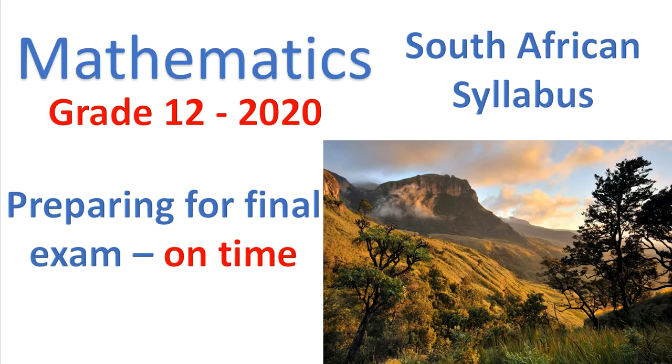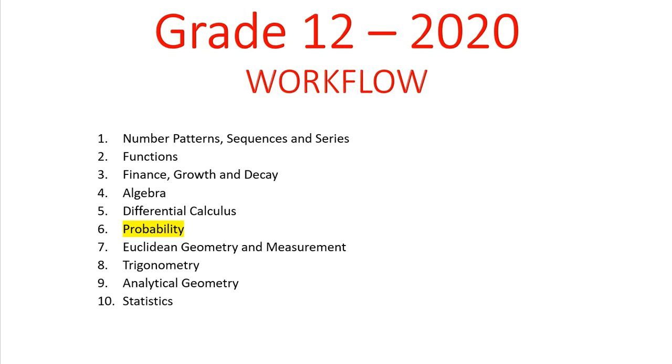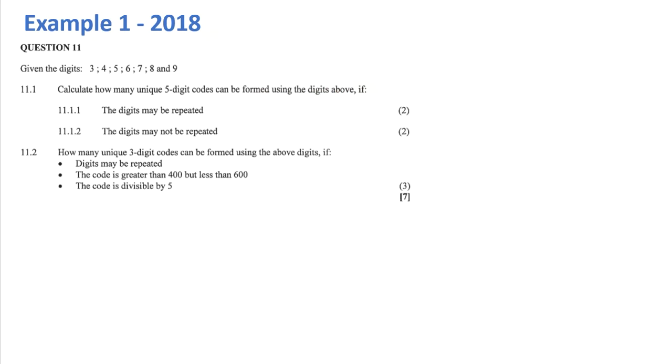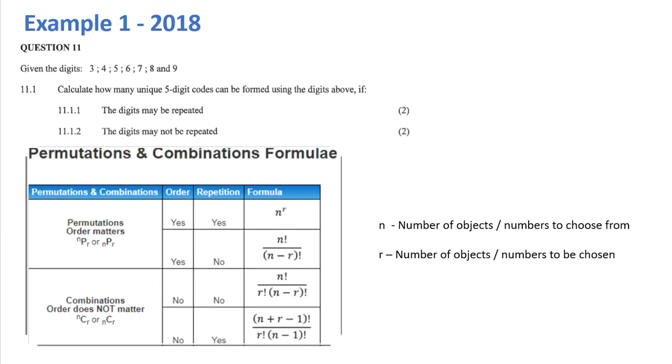Okay, so let's continue. We're at the probability part, and I'm doing question number 11 from 2018, which is quite nice. Let's see. The way to explain this, I'm going to do this very systematically, focusing on 11.1. We're given 7 digits, and we're asked to make a unique code that consists of 5 digits.